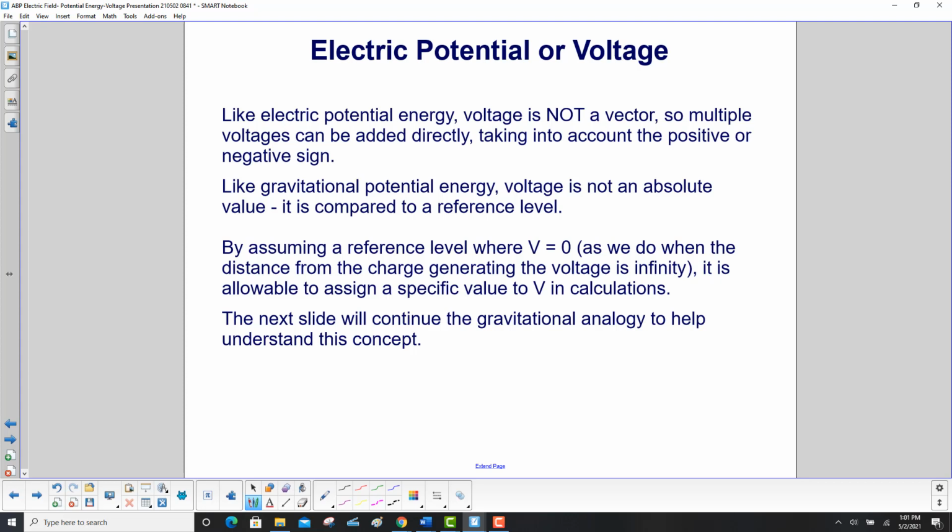Like gravitational potential energy, voltage is not an absolute value. It is compared to a reference level. By assuming a reference level where V is equal to 0, as we do when the distance from the charge generating the voltage is infinity, it is allowable to assign a specific value to V in calculations. The next slide will continue the gravitational analogy to help understand this concept.